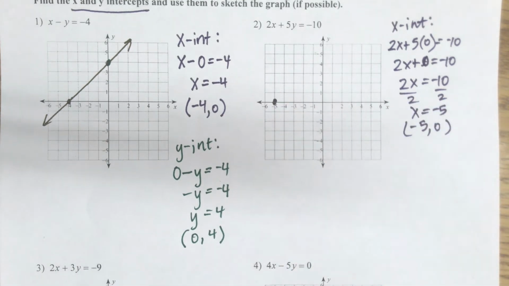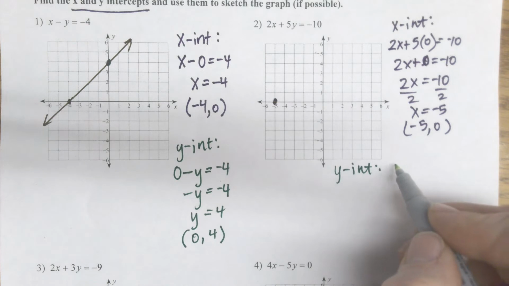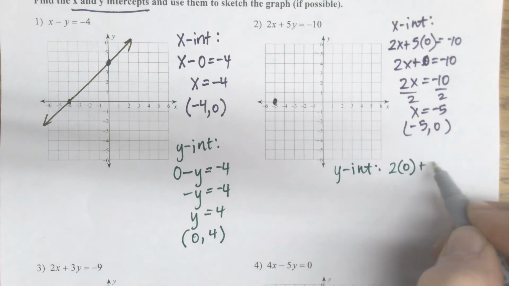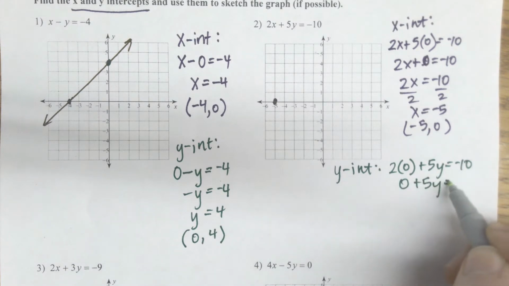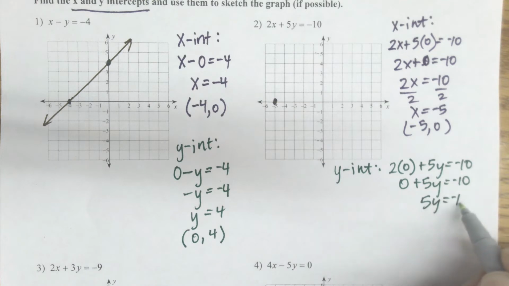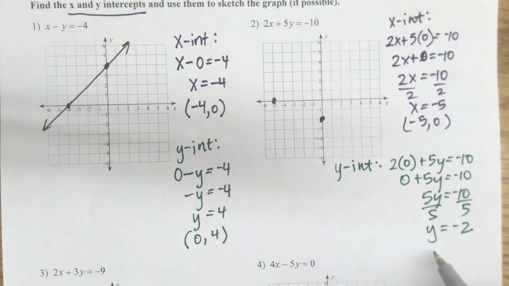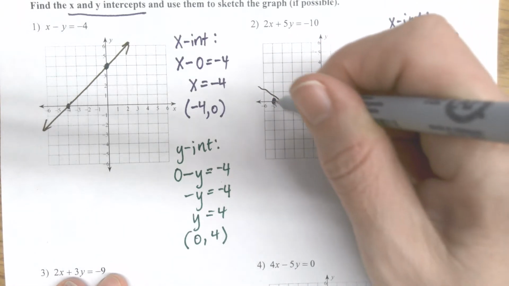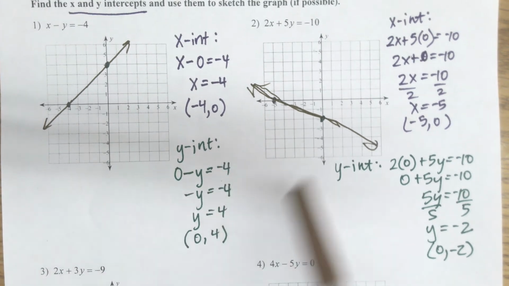And I'm going to go through that same process with the y-intercept. Y-intercept. That's when the x is 0. So I take 2 times 0 plus 5y equals negative 10. Well, that's 0 plus 5y equals negative 10, or 5y equals negative 10. Divide by 5, and y is negative 2. So I put my point at negative 2, because that's the point 0 comma negative 2. And then I can take those points and I can connect to make my line. That was a pretty crummy line, but you get my gist. Okay, so again, that method works pretty slick.